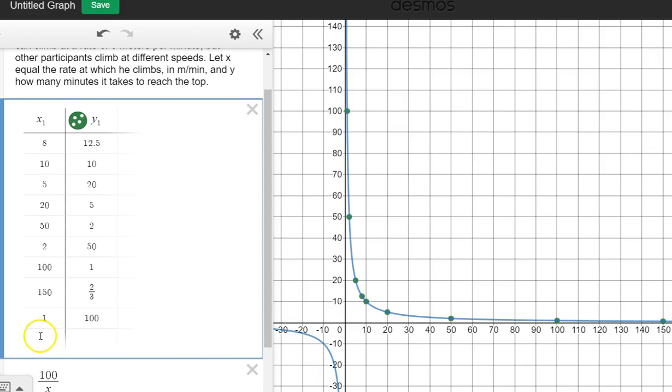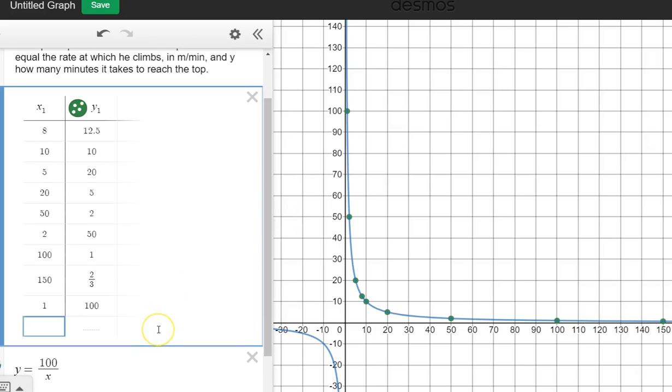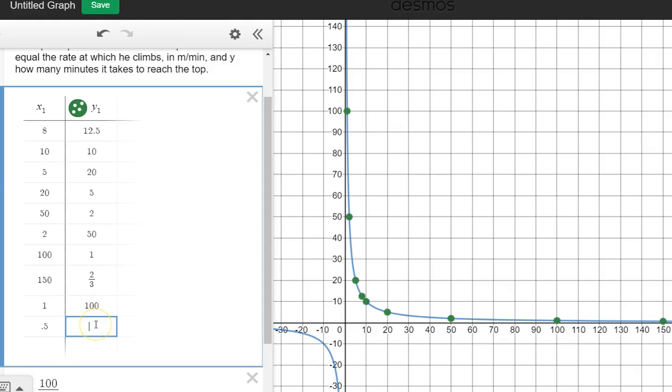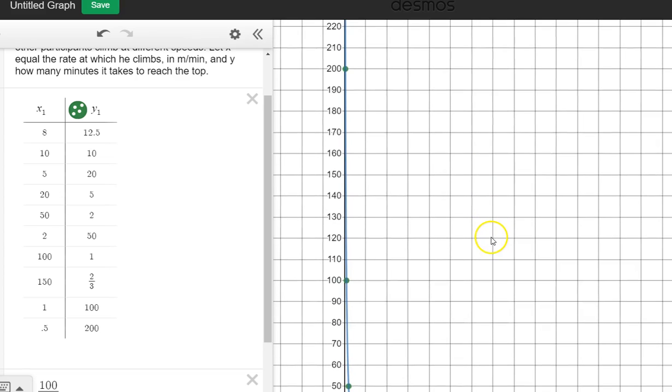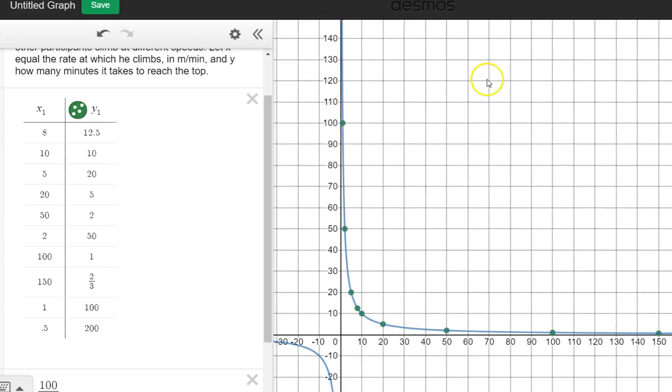Now let's think about what if we kept going? What if we kept making the pace even slower? What if we went at 0.5? It would take 200 minutes. Can't even see that. I'd have to scroll down there. There it is, right there.